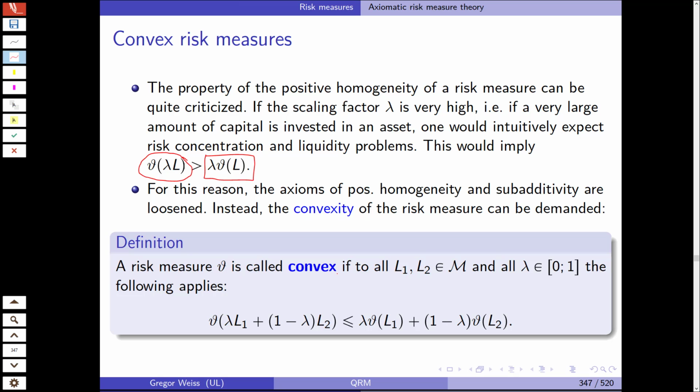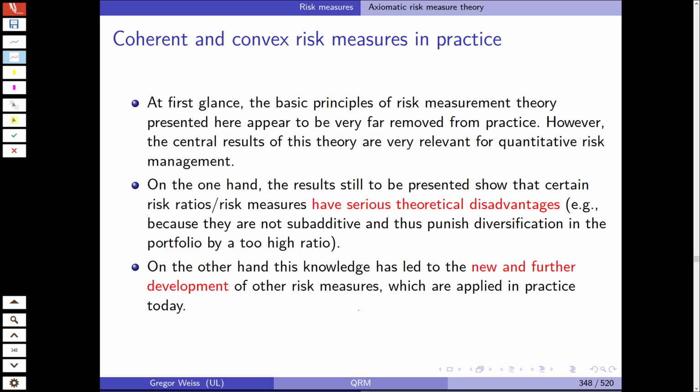A risk measure nu is called convex if for all risks L1, L2 and all lambdas, the following applies: the risk of a convex combination is smaller or equal than the convex combination of the individual risk capitals. That's convexity. You've now seen it. If you ever encounter it, remember it, otherwise it's probably not so important for practice.